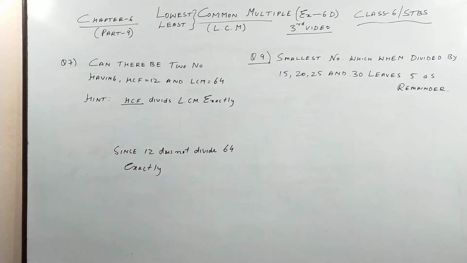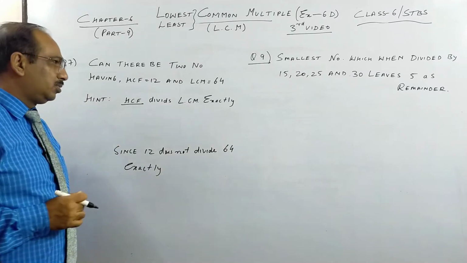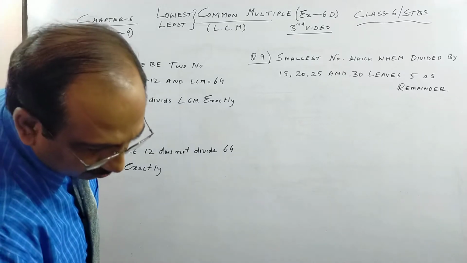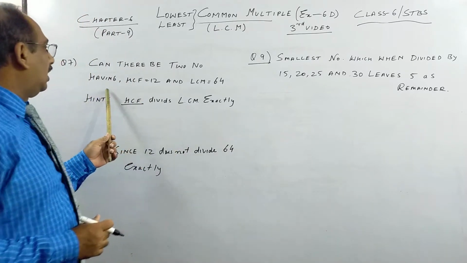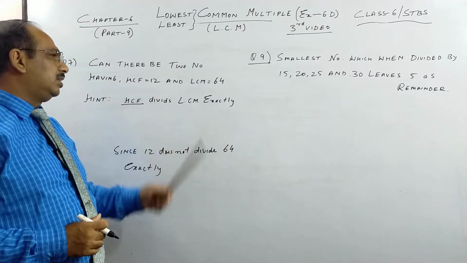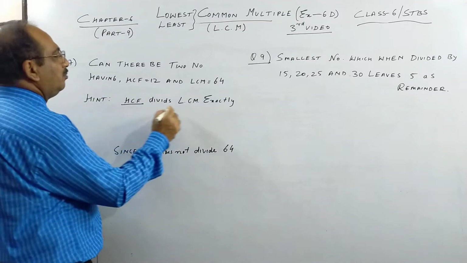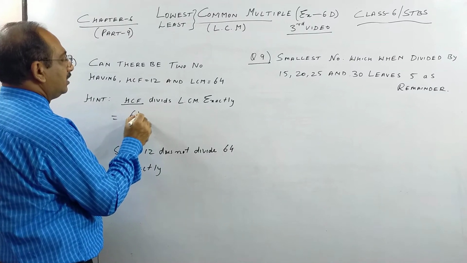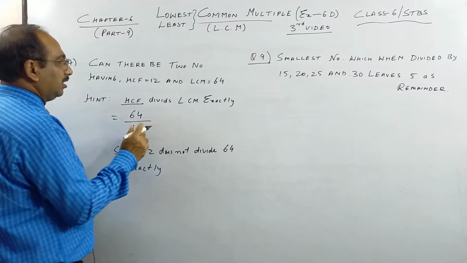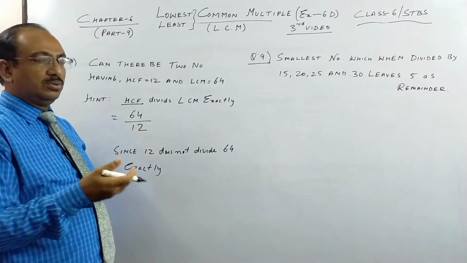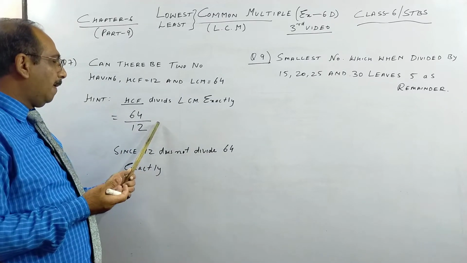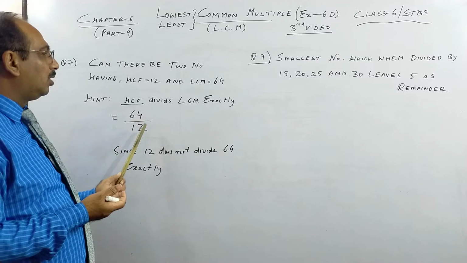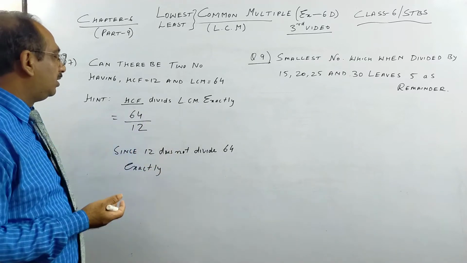So question 7, if you see, children, is quite an interesting question. Can there be two numbers having HCF 12 and LCM 64? So one very important property we have, that if you divide LCM of any numbers by HCF, you may not have observed, you will get a whole number. It completely divides, means no remainder will be there.